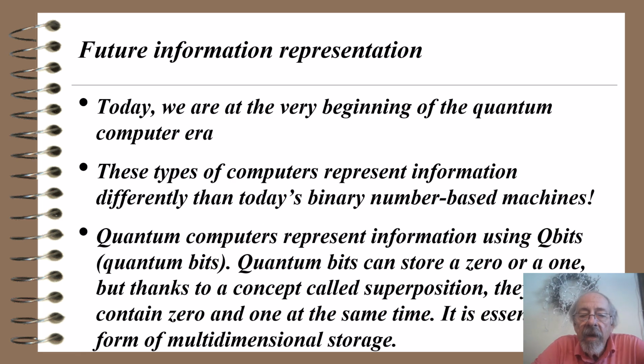Today, we're at the very beginning of the quantum computer era. These types of computers represent information differently than today's binary number-based machines. Quantum computers represent information using what we call qubits, or quantum bits. Quantum bits can store a 0 or a 1, but thanks to a concept called superposition, something that occurs at the atomic level in the quantum world, they can also contain 0 and 1 at the same time. It is essentially a form of multi-dimensional storage.